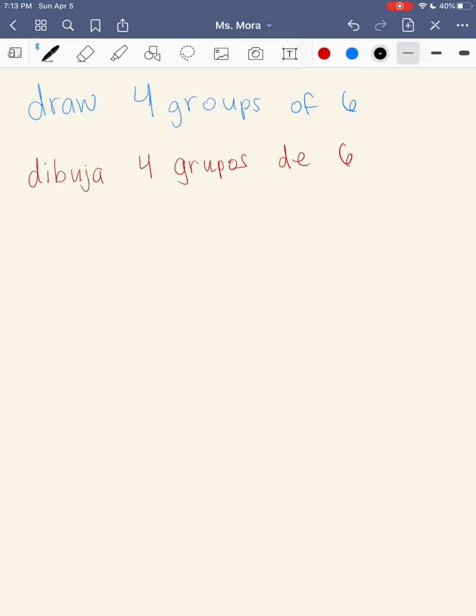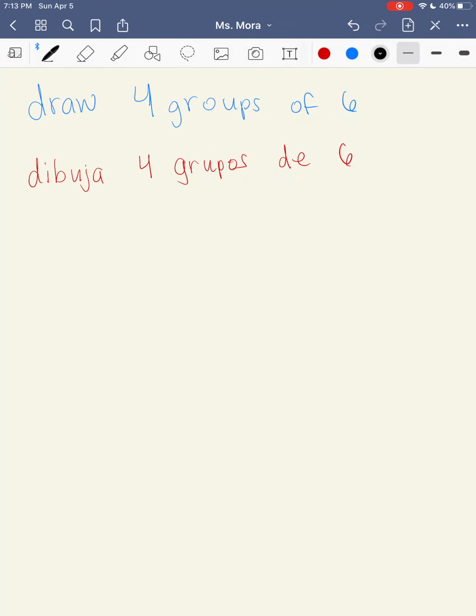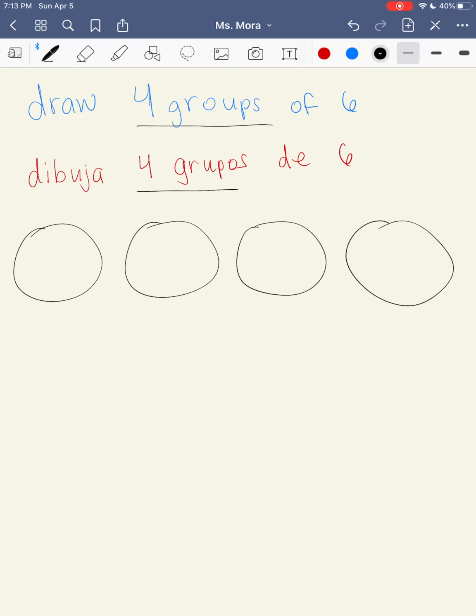Now, this one, read it with me. It says, draw 4 groups of 6. Okay? Aquí dice, dibuja 4 grupos de 6. Okay, so what I'm gonna do, first you draw your groups. So 4 groups, mis 4 grupos. 1, 2, 3, 4. Alright, and then of 6, de 6.